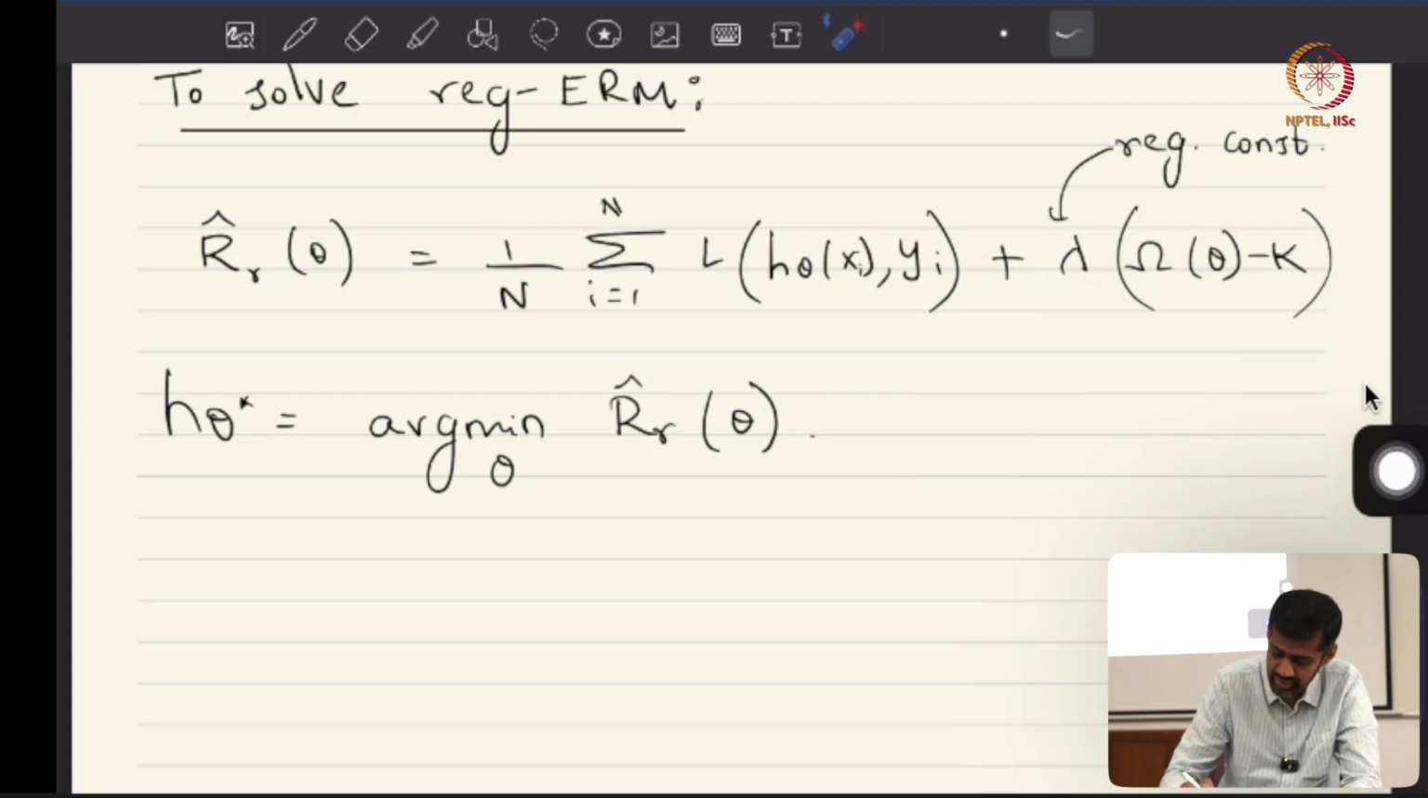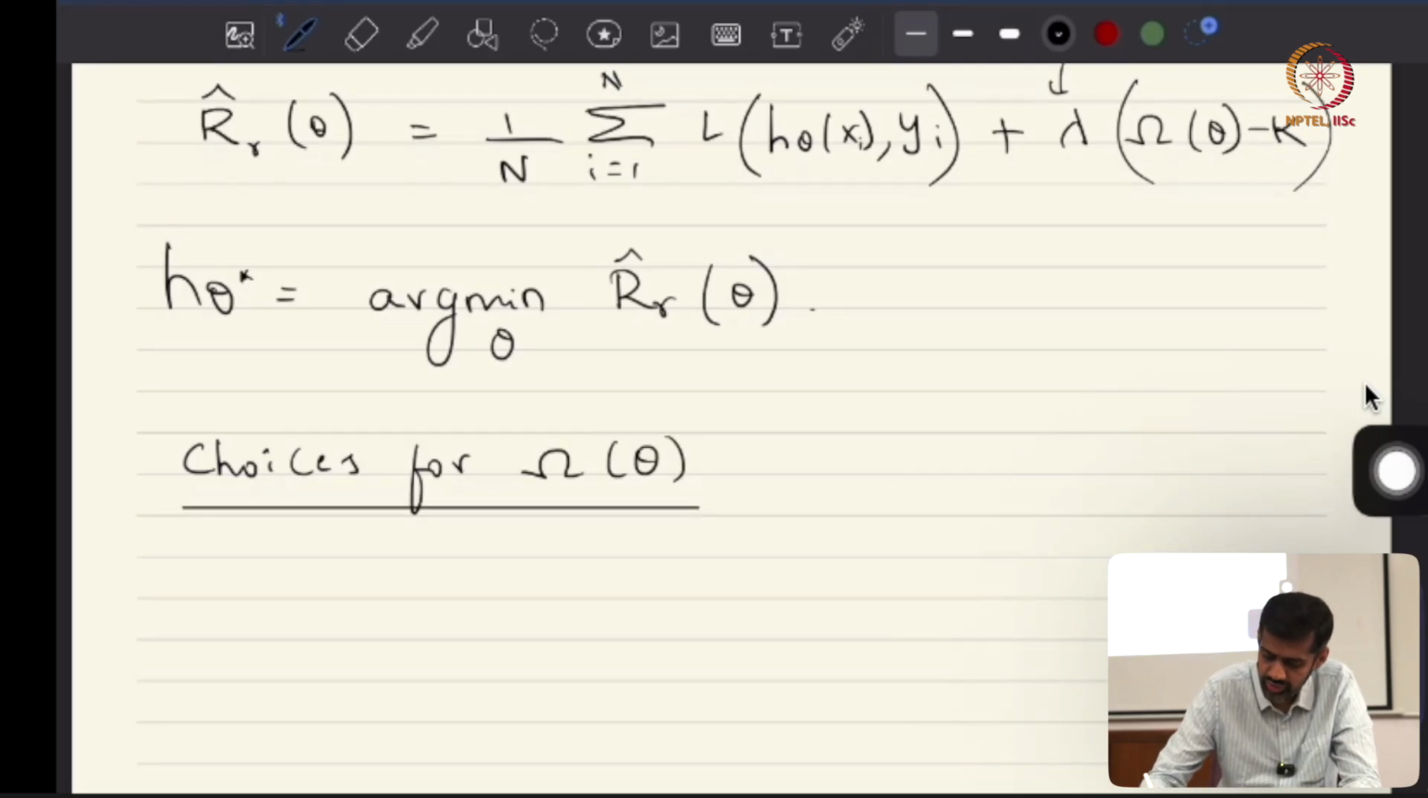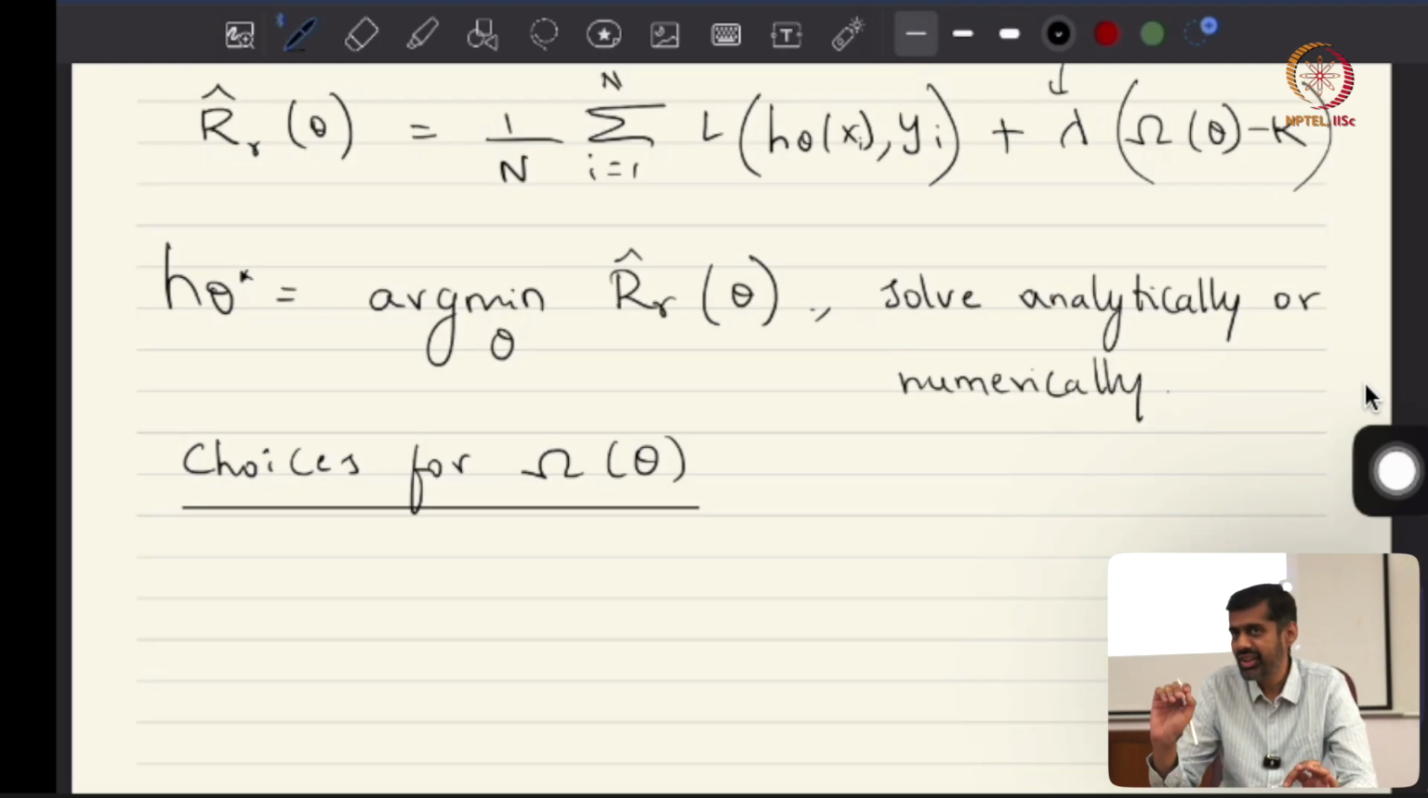Now, the question is choices for the regularizer. Whether solved analytically or numerically, nothing changes; what changes is the objective function with respect to which you are optimizing, if you add a regularizer. That is it. Now, the next question is what choices we should make on this.